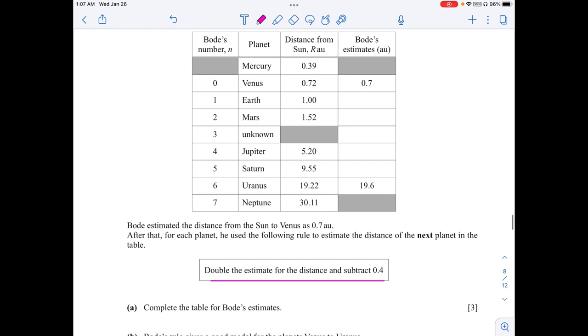In order to get the next distance, multiply 0.7 by 2 and subtract 0.4. So 0.7 times 2 is 1.4. 1.4 minus 0.4 is 1.0. So 1.0.